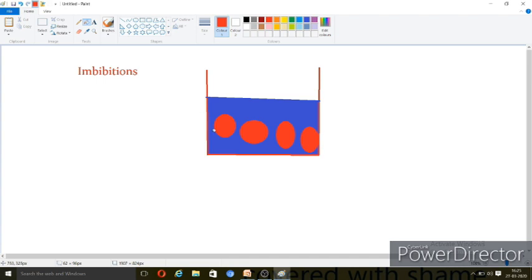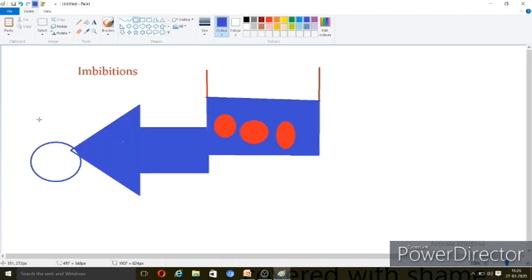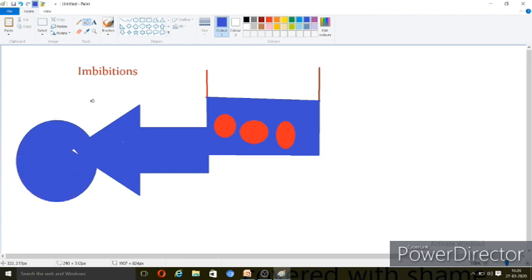Now what is actually happening here? The size of the pea begins to increase. This is happening because of the flow of water from the jar into the pea. From here we can understand the definition of imbibition.